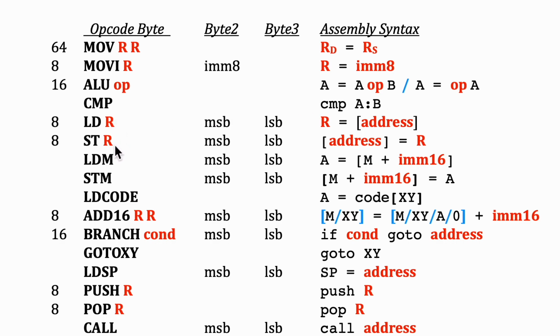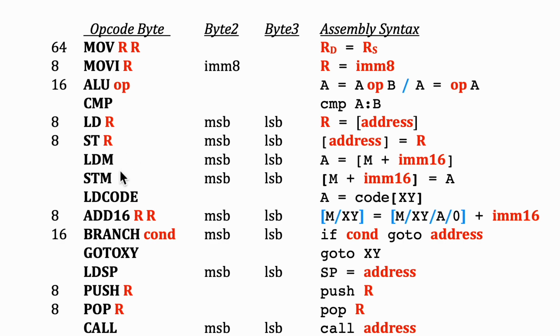The load and store instructions move a byte from the data memory into a register or from a register into the data memory. These are 3-byte instructions. The second and third bytes form an immediate value, which is an absolute address into the data memory.